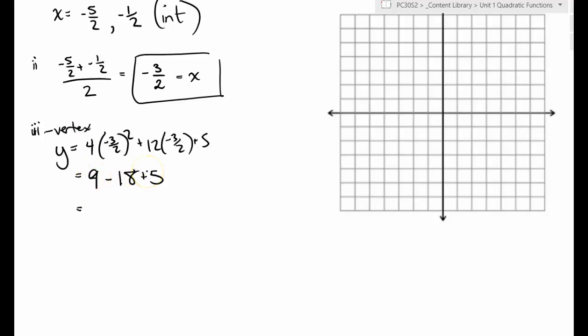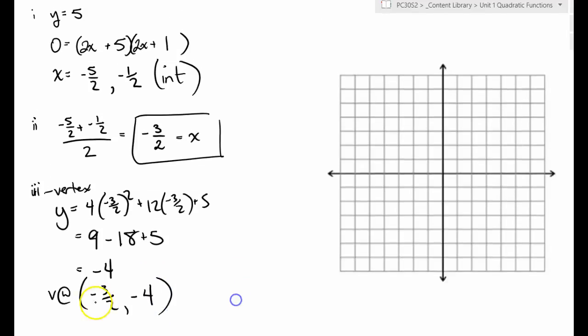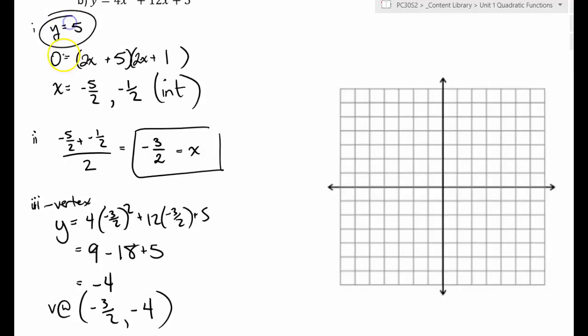9 minus 18 is -9, because 9 plus 9 is 18. So -9 plus 5 is going to give me -4 as my y value. So my vertex is going to be at -3/2 and -4. Okay, so now when I go to graph this, I've got loads of values to use. I've got y equals 5. So I need to go up to 5 vertically, and I need to go down to -4 according to my vertex. So luckily that fits within my counting of 1, so good news on that front for my y-axis.